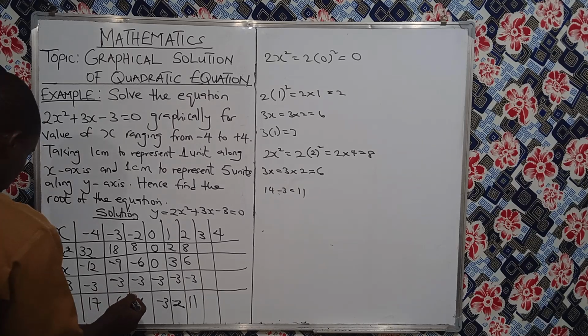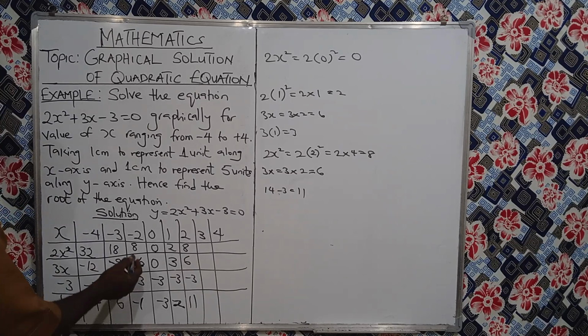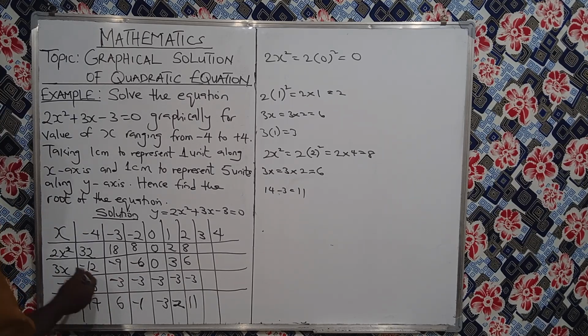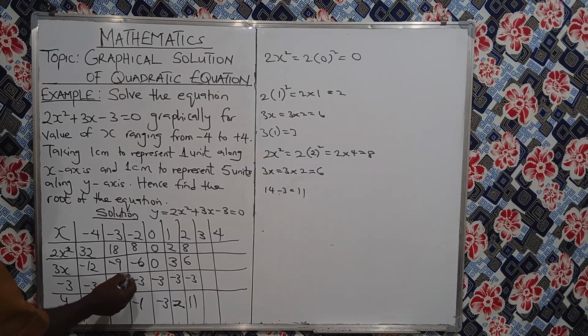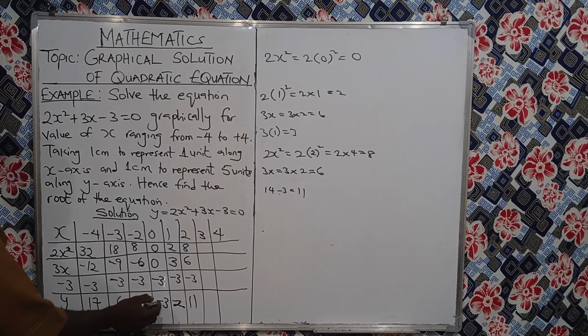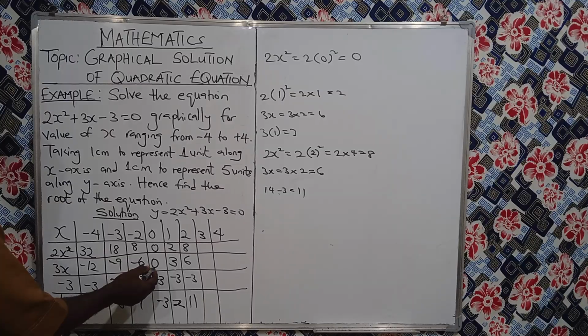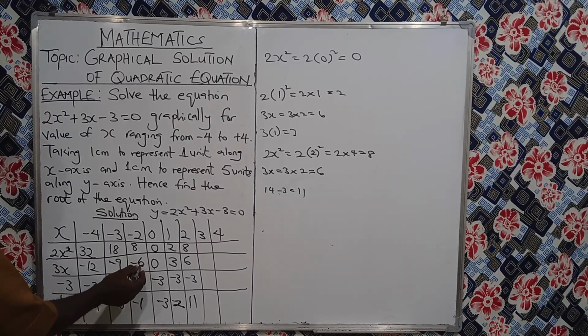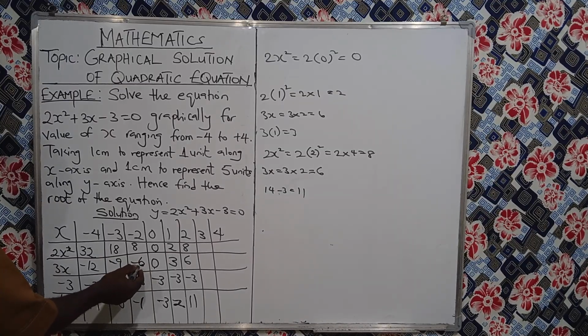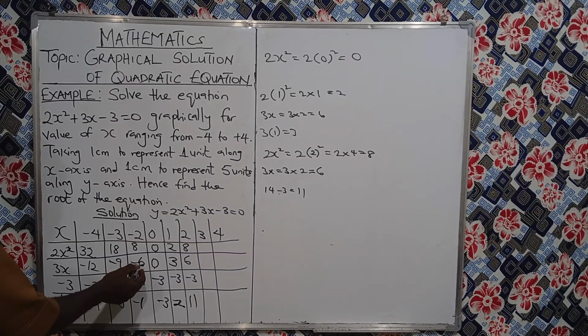let's look at this also very well. 8 minus 6 is 2. 0 plus 0 is 0. 8 plus 8 minus 6, that's 2.